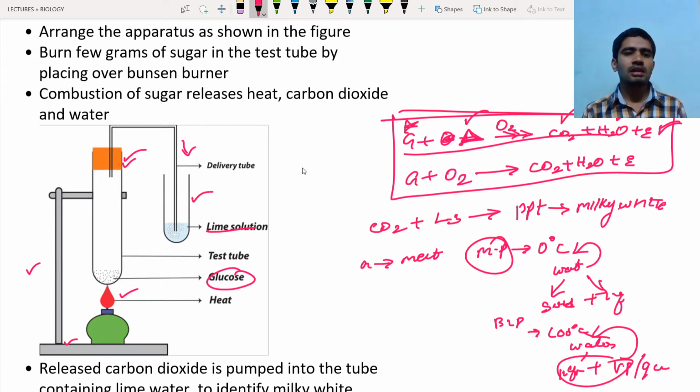In the same way, the glucose solution is also going to melt at a certain temperature, and it is going to combust. As a result, it is going to give carbon dioxide. This carbon dioxide is a gas.